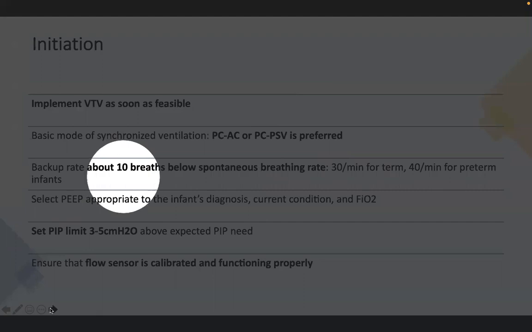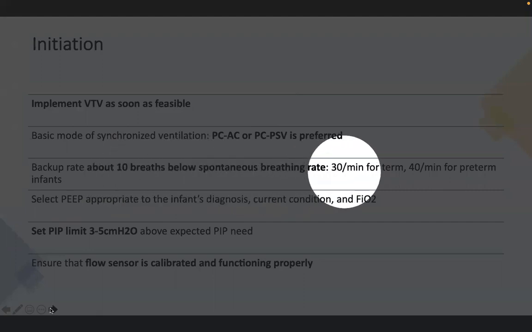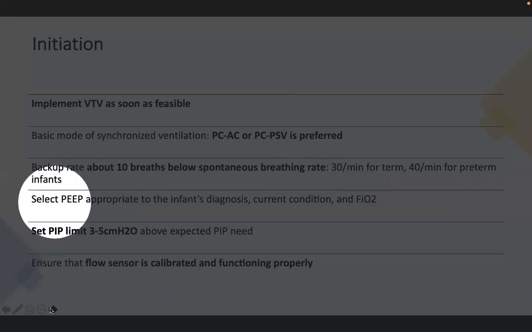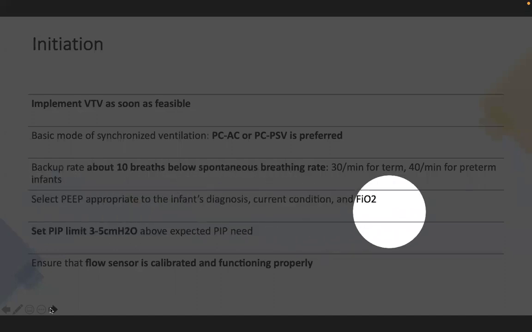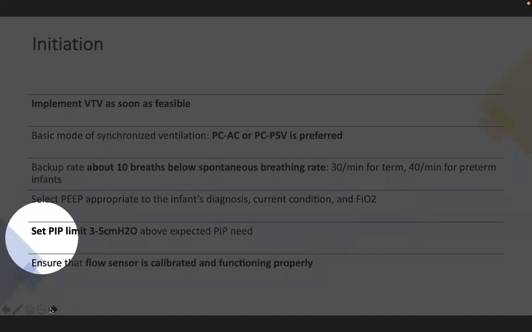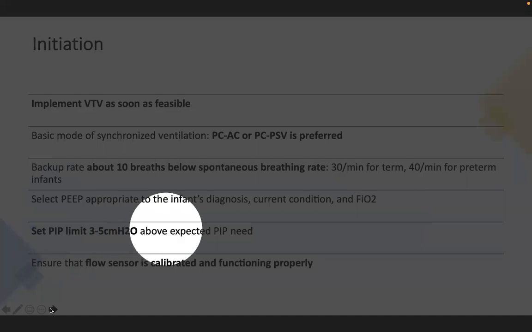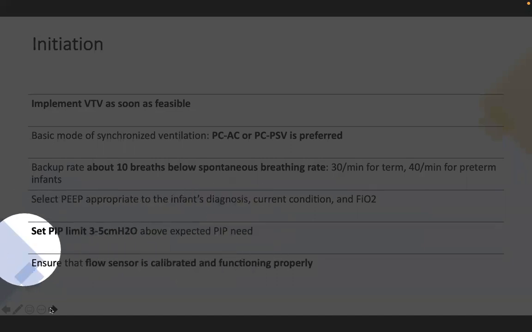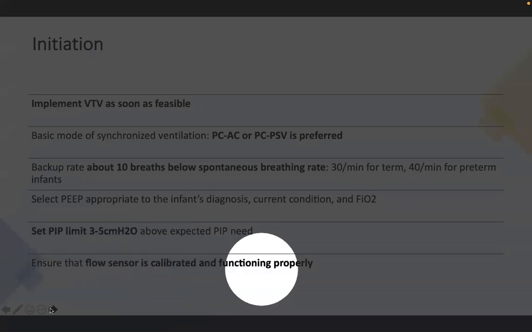The backup rate should be set about 10 breaths below the spontaneous breathing rate, that is 30 per minute for term and 40 per minute for preterm infants. We should select PEEP appropriate to the infant's diagnosis, current condition, and the FiO2 requirement. We should set the PIP limit 3 to 5 centimeters above the expected working PIP need, and ensure that the flow sensor is calibrated and functioning properly.